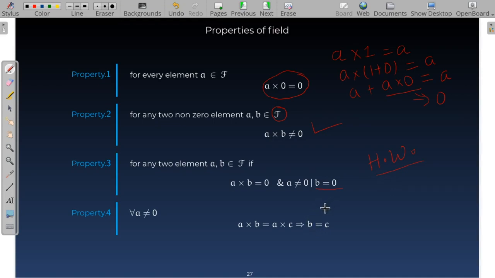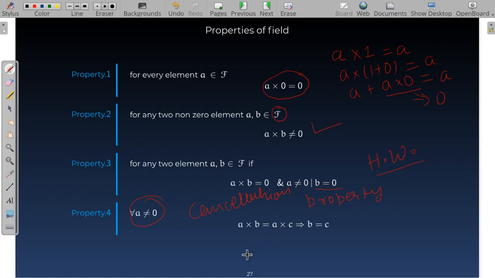Now property number 4: if a times b is equal to a times c, this is actually called the cancellation property. It means that if you have a times b equal to a times c, it implies that b is equal to c, provided a is not equal to 0. If a is equal to 0, then even if b and c are not equal, a times b equals a times c is going to be true. Okay, so this is a prerequisite.